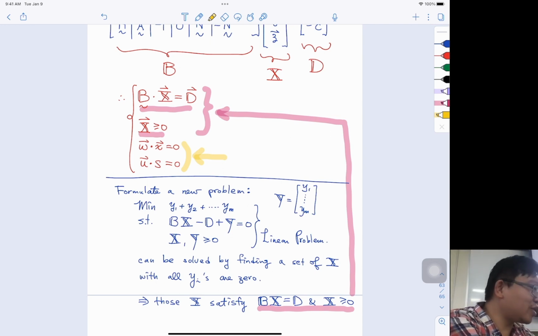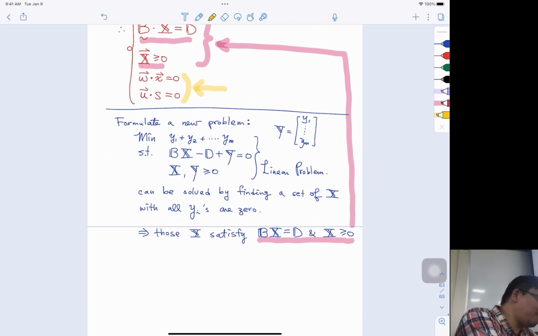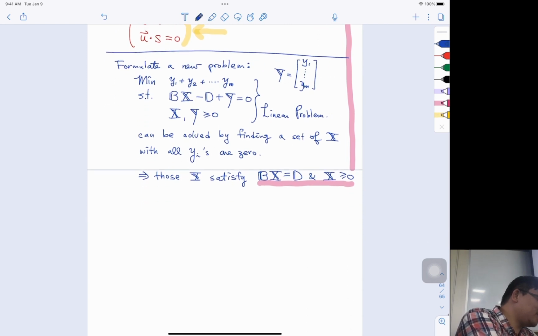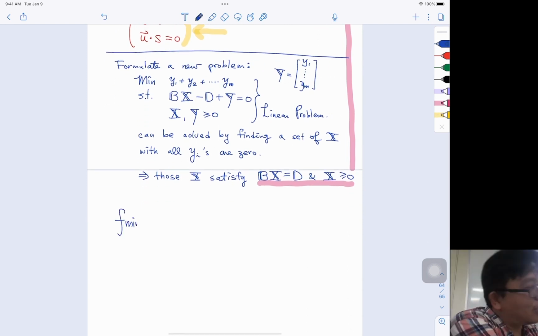So later on, I will introduce how MATLAB does it. In MATLAB, there's already a function. Actually, it's fmincon. I think now your life is becoming better.